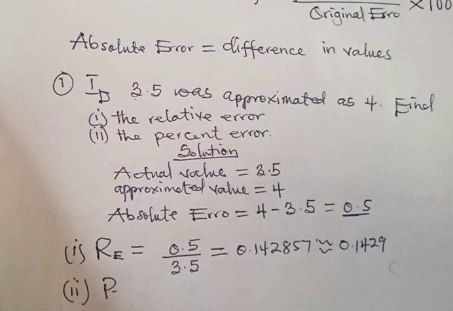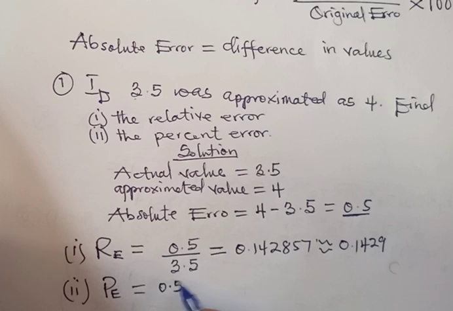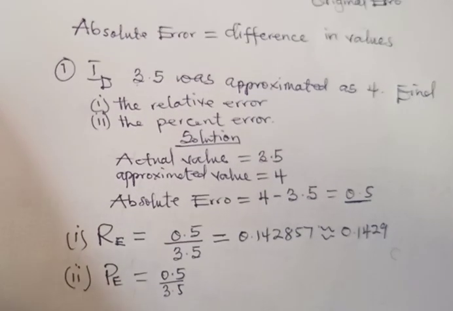So for percent error, I will also term it as P subscript E, like this. So that represents our percentage error. So I will just write 0.5 over 3.5. Now, listen, the question didn't ask us to approximate it.